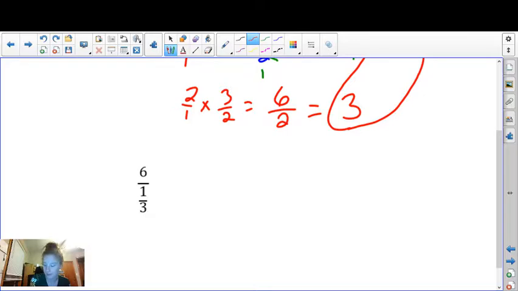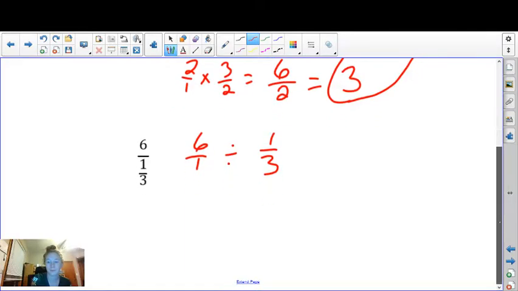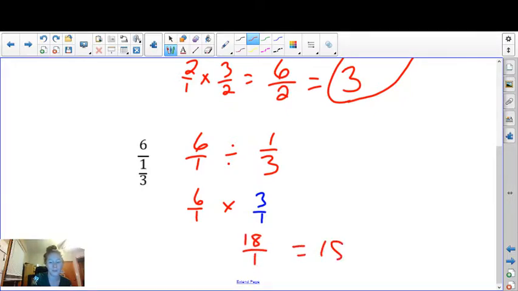Next one, we have 6 over 1 divided by 1/3. 6 over 1 is going to stay. Then I change this into 3 over 1. And then I top times top, which is 18. 1 times 1, which is 1. So my answer is 18.